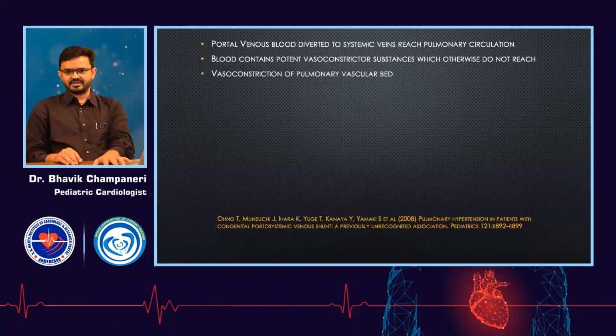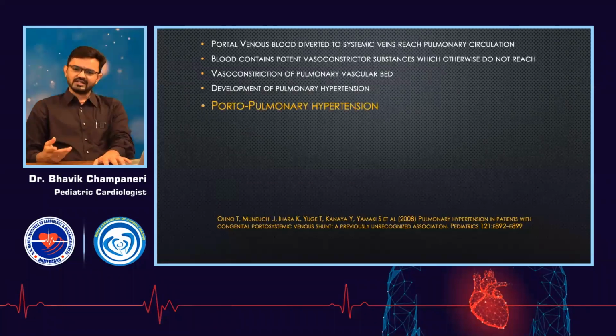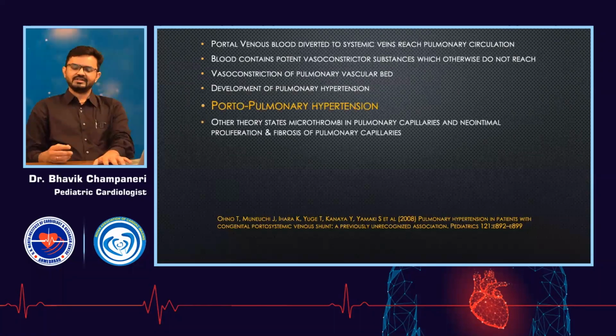There is another theory which indicates that there is development of microthrombi in the pulmonary capillary bed and neointimal proliferation and fibrosis of the pulmonary capillary bed, which leads to portopulmonary hypertension. 5 to 10% of children with CPSS have pulmonary hypertension.